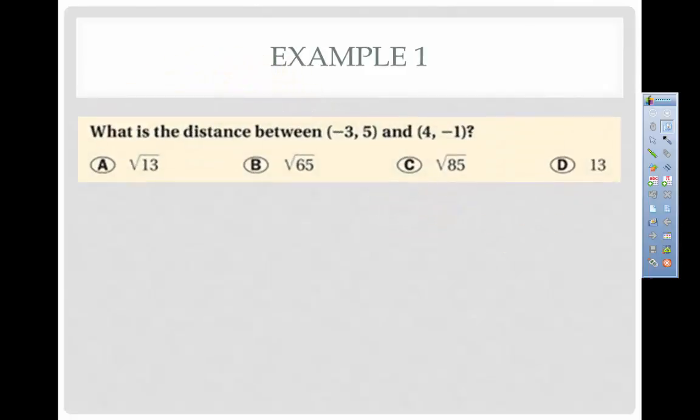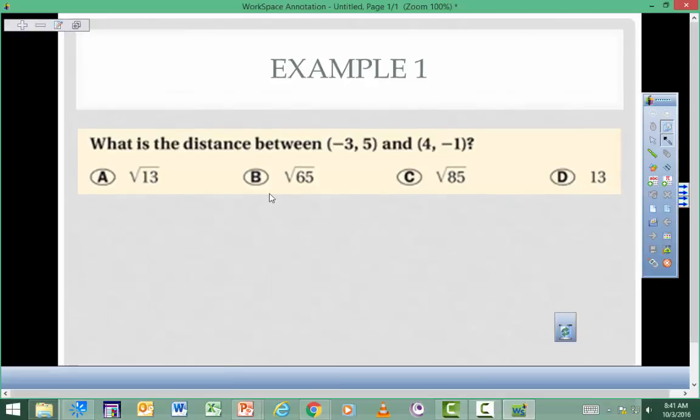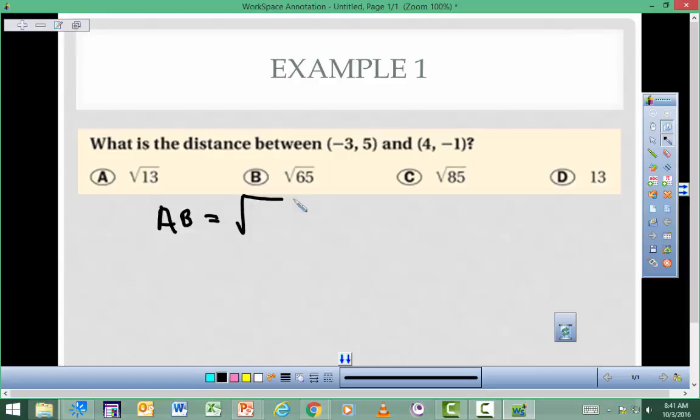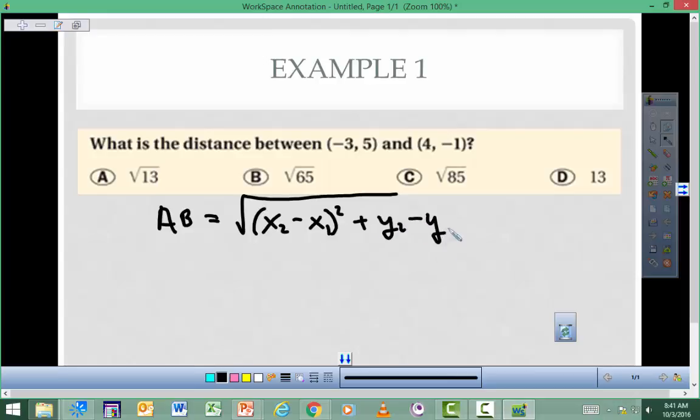So we're going to find the distance between these 2 points here. Some of you guys have trouble plugging into the formula, so I always write down the formula to begin with. So the distance between 2 points like A and B is equal to the square root of x2 minus x1, so we've got some subtraction to do, and then we need to square that, plus y2 minus y1, and then we need to square that.